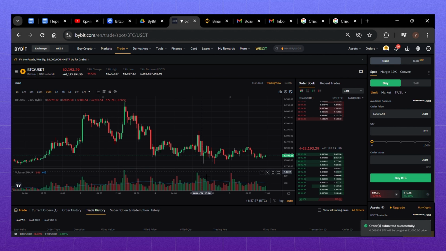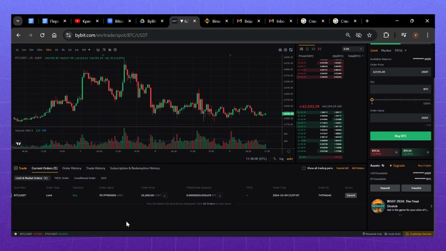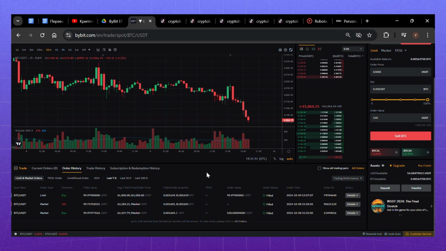Your order will sit there until the price drops to $61,000 and the trade is executed. You don't pay anything to keep the order open. Once the Bitcoin is bought at your target price, the next step is to set a limit order to sell it at a higher price and make profit. For example, you bought Bitcoin for $61,000 and you now set a limit order to sell it at $63,000. In the order, specify the amount of Bitcoin you want to sell, the amount you just bought.